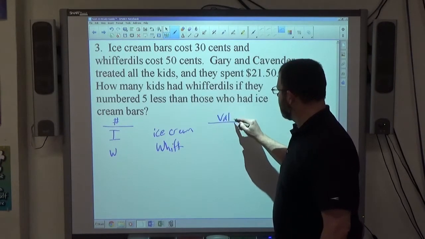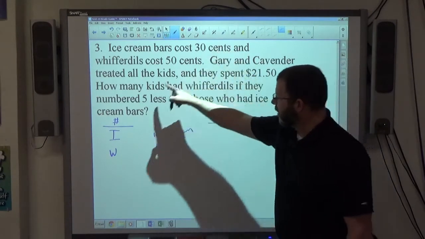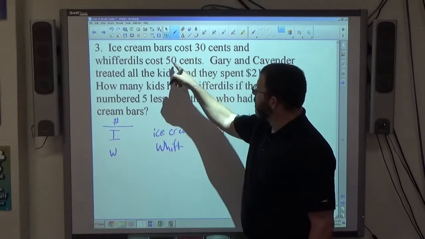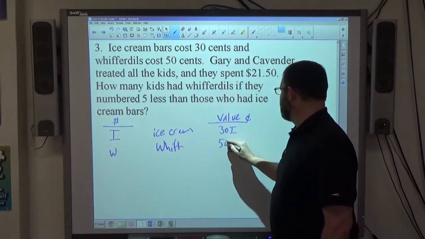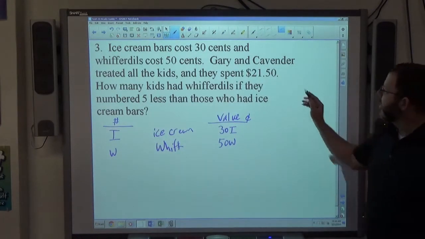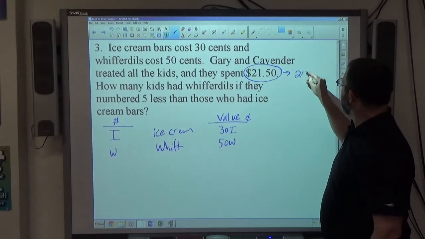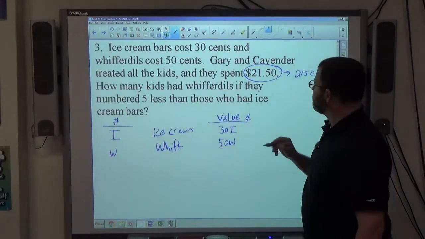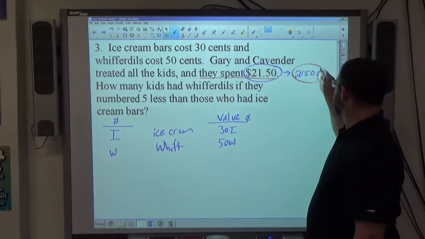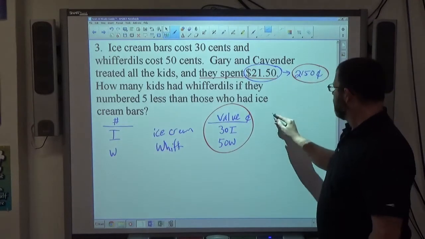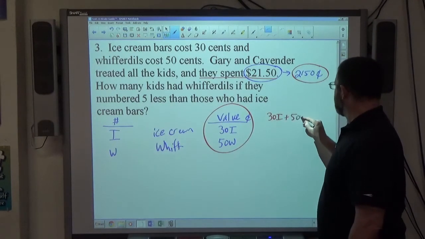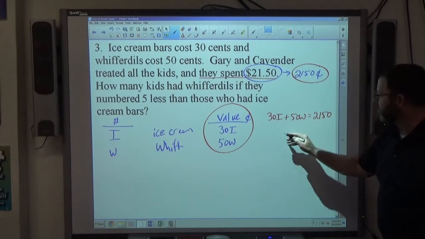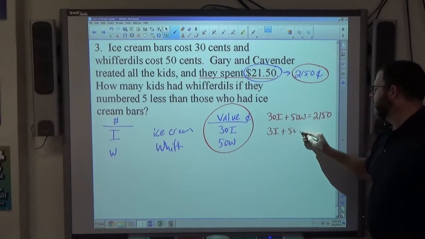And the value of these treats, every ice cream bar cost 30 cents, and I kids had them, so 30I, and we're doing value in cents. And every whifferdil cost 50 cents, and there were W of them, so 50W is the value of the whifferdils in cents. And they spent $21.50, which is the same as 2,150 cents. So make sure the unit of currency is the same. So if we look at fact number 1, they spent $21.50, better known as 2,150. That has to do with value. So 30I plus 50W is equal to 2,150. You don't have to do this, but since everything ends in a 0, we can break that down to 3I plus 5W is equal to 215.